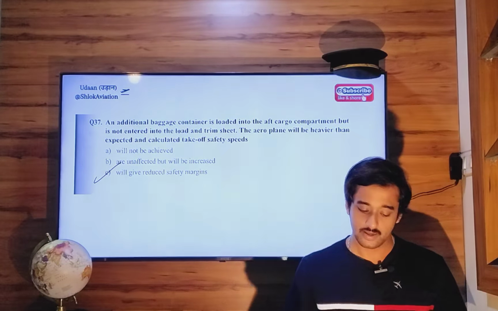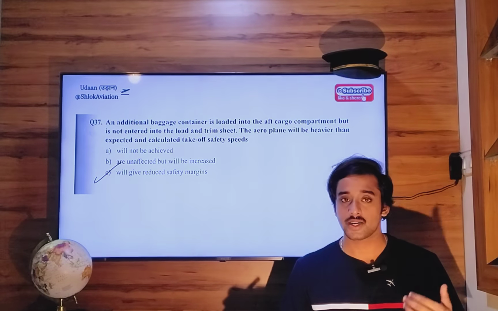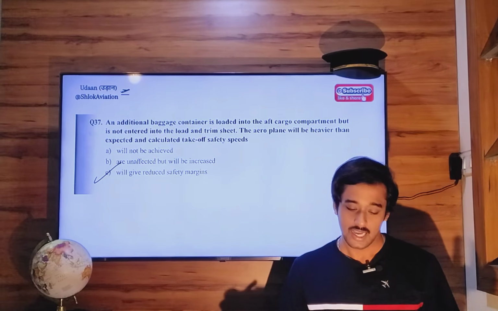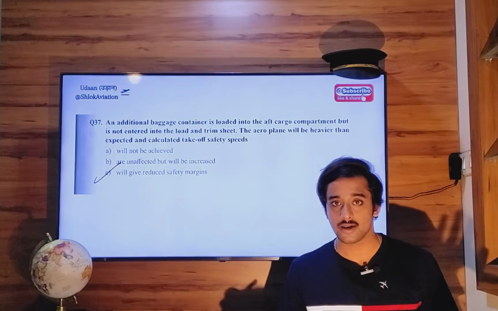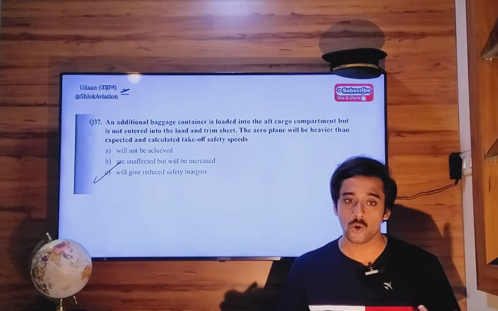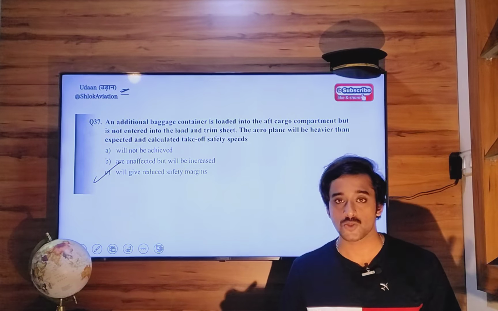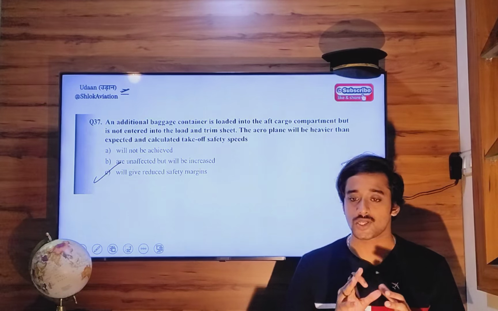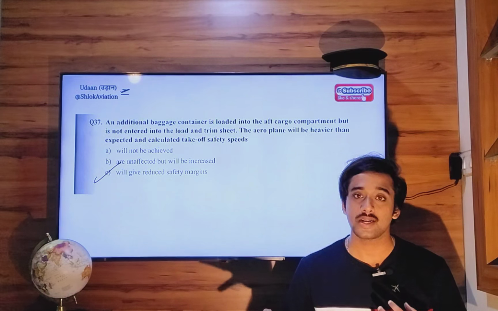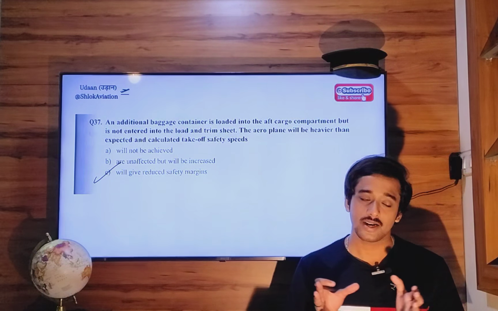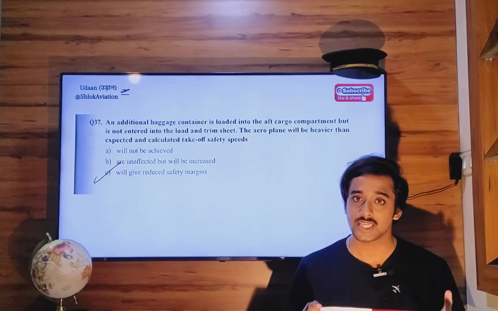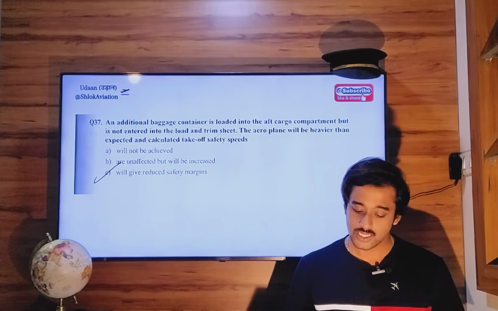So option Charlie. Since you will be flying under an illusion, or flying with incorrect speeds, the actual speeds will be much greater than the speeds that you are considering, right? Heavier aircraft, more momentum, more speeds required. So since there is this disparity between the speeds that you think are correct and the actual speeds you must be flying at, the margin of error increases and the safety decreases. So it will give reduced safety margins.